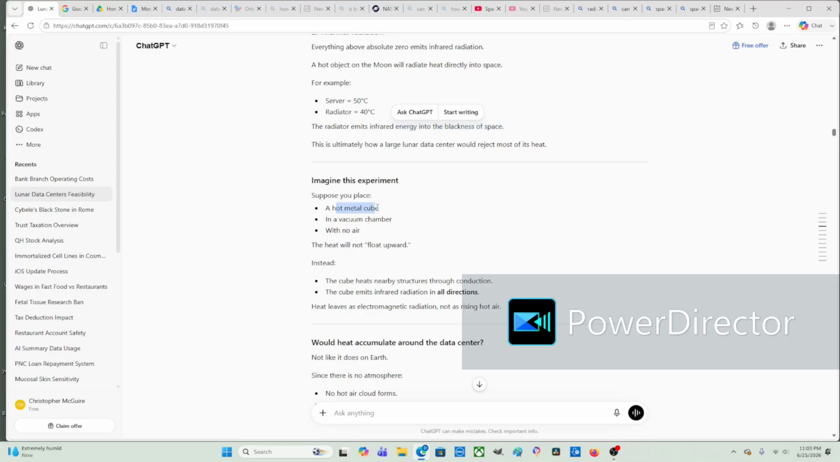In this example, you have a hot metal cube in a vacuum chamber with no air. The heat does not rise in an upward direction because there's no air, no wind, no convection, and so the metal cube will continue to stay hot. The heat will be contained inside the metal cube because there is no atmosphere, only conduction. The heat will not float upward.